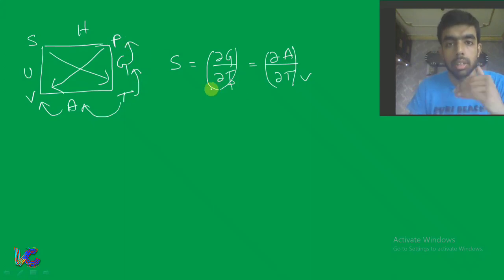Now the sign. I have said that the sign will be determined with respect to the denominator. So for T, this arrow is coming closer to T. That means there will be a negative sign. So S is equal to minus del G del T at constant P, or minus del A del T at constant V.